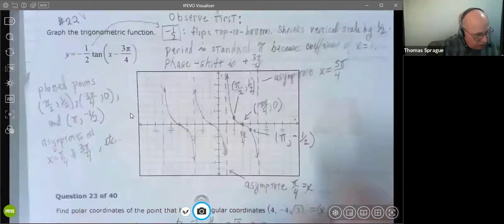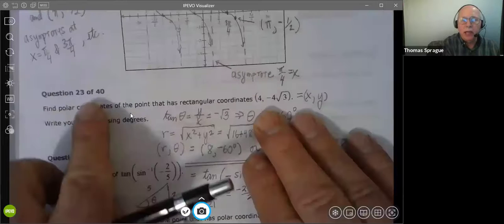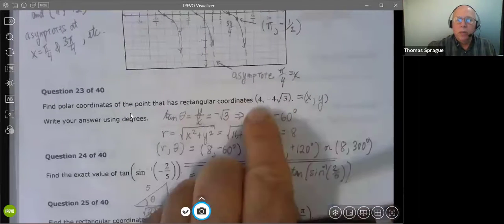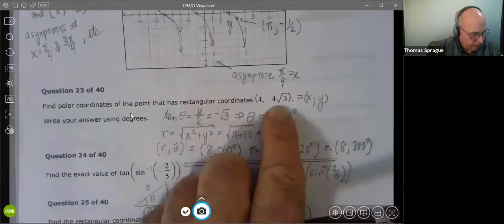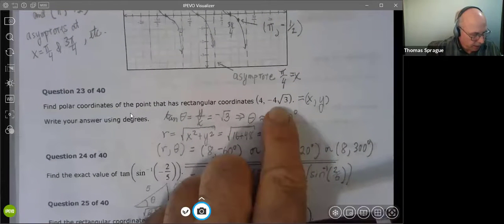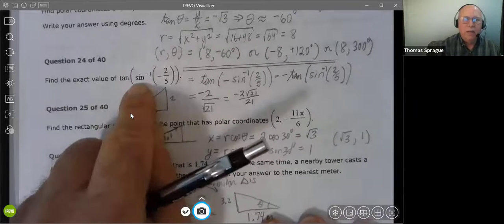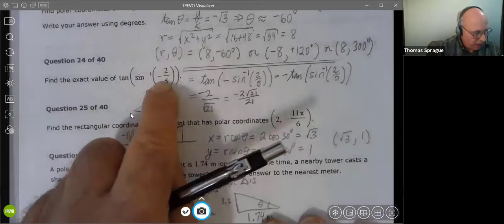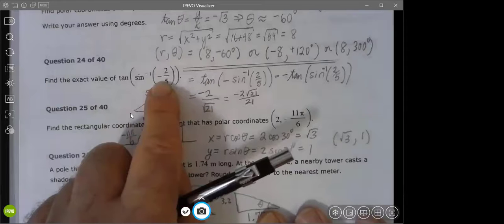Number 23, find the polar coordinates of the point that has rectangular coordinates 4 minus 4 root 3. Anybody like to see that one? Okay. Number 24, find the exact value of the tangent of the arc sine of minus 2/5. Would anybody like to see that one?